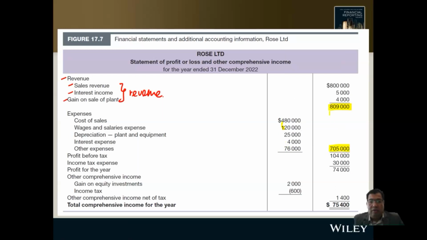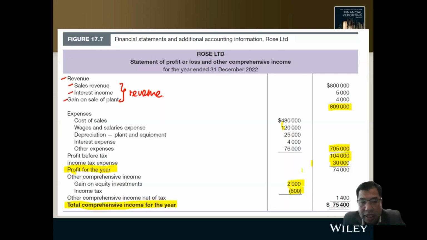Total revenue minus total expenses gives you profit before tax. And then you need to pay tax, maybe 30% of the amount. So you pay 30,000, and your profit after tax, profit for the year, is 74,000. And then you have other comprehensive income, for example, gain on equity investment of 2,000, and then you pay income tax there of 600. So your other comprehensive income net of tax is 1,400. So your total comprehensive income for the year is 75,400.